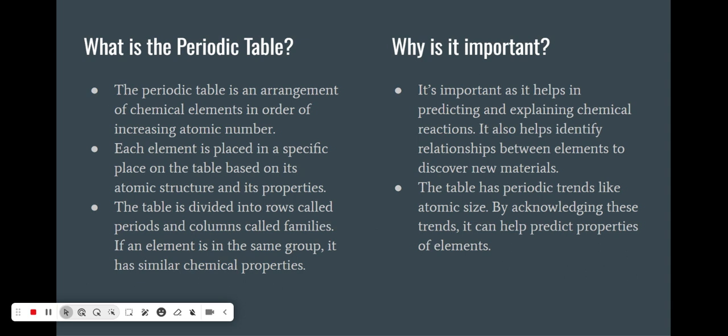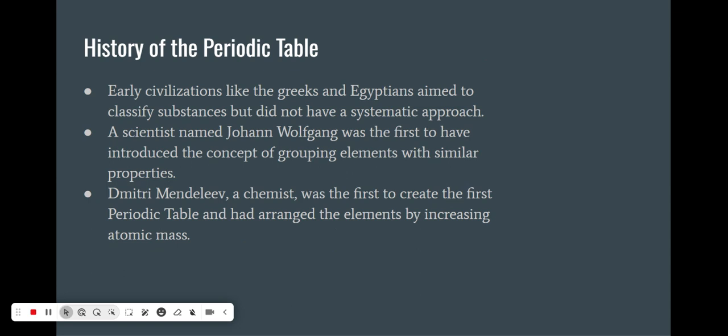So why is the periodic table important? It's important because it helps in predicting and explaining chemical reactions, and it also helps identify different relationships between elements to discover new materials. The table has periodic trends like atomic size, and by knowing these trends, it can help predict properties of elements.